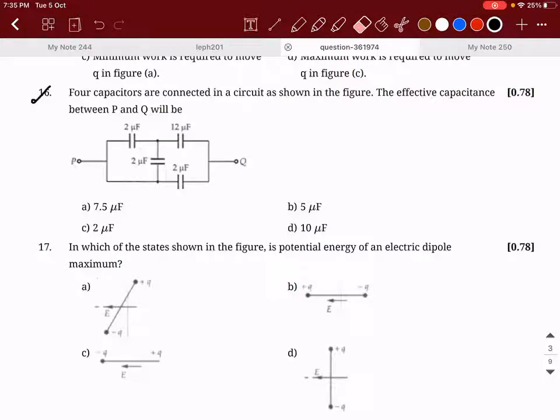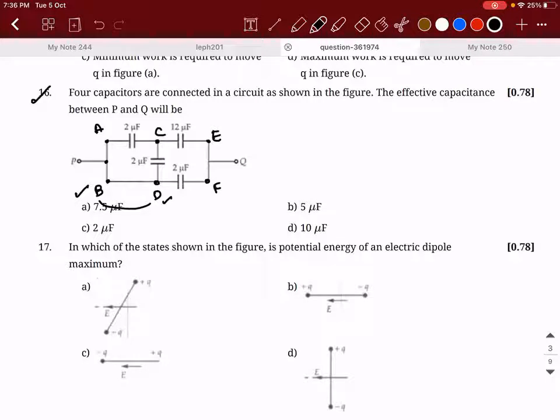Okay, listen to this carefully. If this point is P, I take this as A and this as B, C, D, E, and F. Now tell me one thing. The points B and D, how are they connected? They are connected with the help of a wire, and there is no element in between them. So when they have no element, the potential of point B and point D are the same.